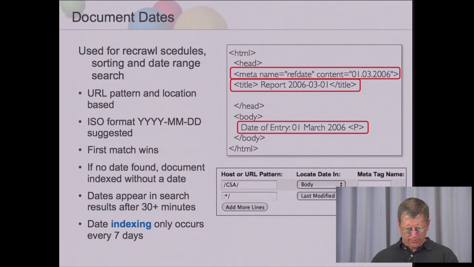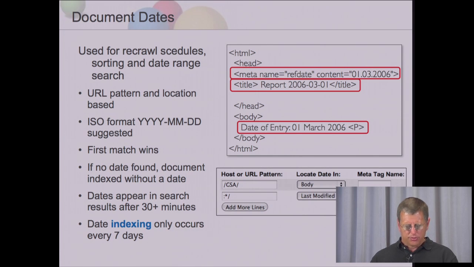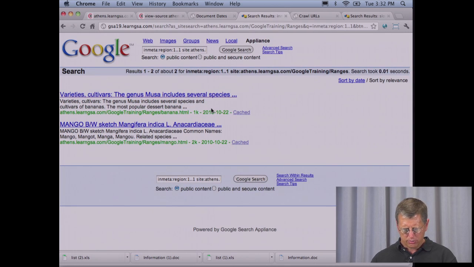If there's no document date found, then the document will be indexed without a date. That means those documents will appear at the bottom of date range searches, and those documents will not have a date associated with them. Dates appear in search results after about 30 minutes of processing. Once the dates are calculated, they can appear about 30 minutes later in the document search. So let's go to the search page. Here, the document dates will appear after about 30 minutes after they're indexed.